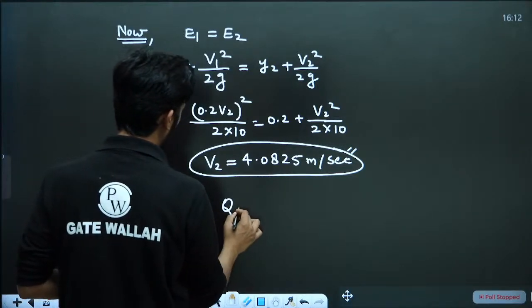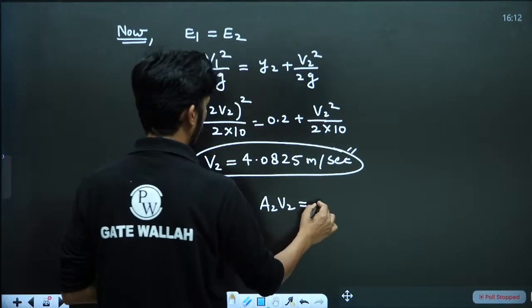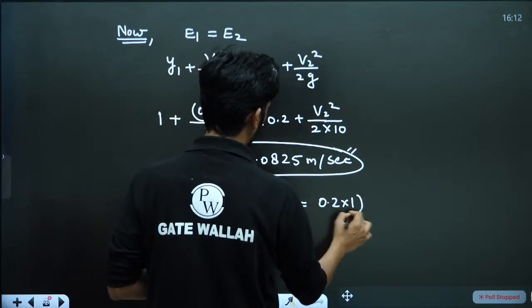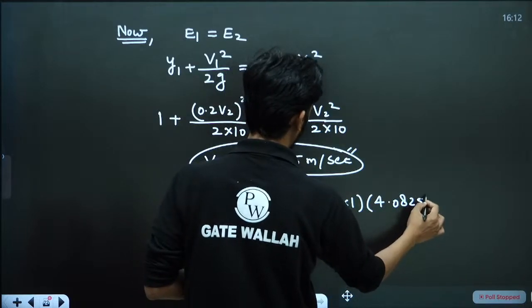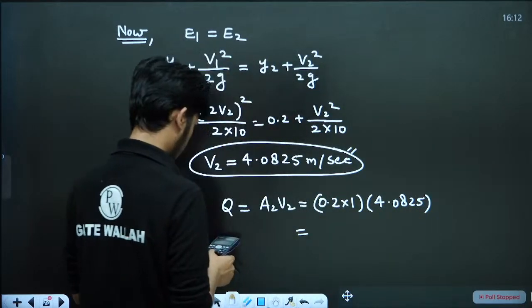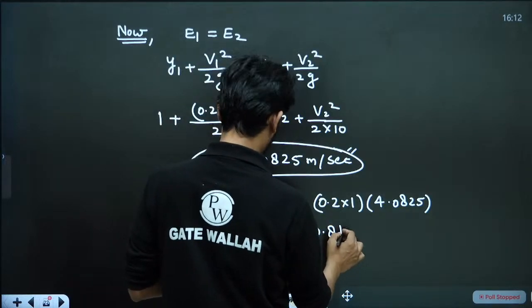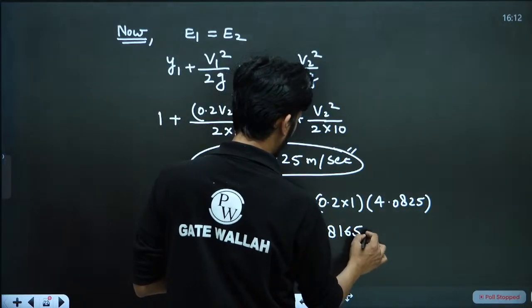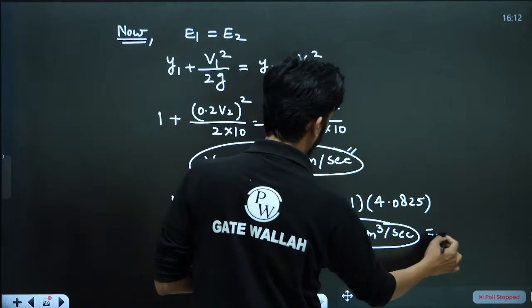Q will be equal to A2 V2 or A1 V1, we can do anything. A2 V2 will be equal to 0.2 into 1 into V2, 4.0825. It is 0.8165 meter cube per second. The correct answer will be 0.82.